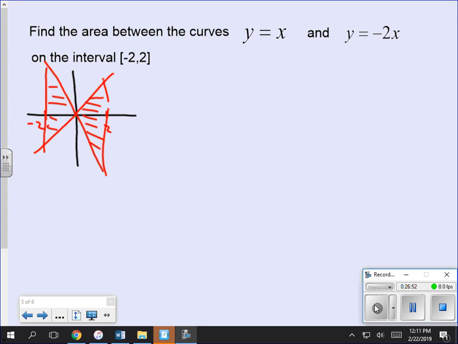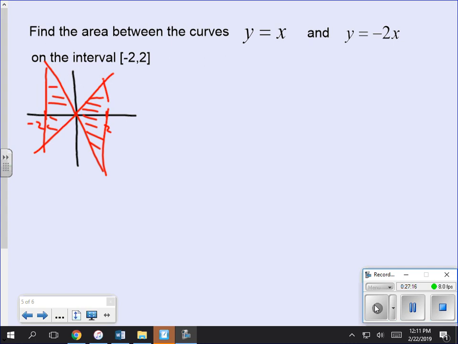Depends. Which side of 0 am I on? Because on the positive side of 0, it's y equals x. On the negative side of 0, it's negative 2x. It depends. So my upper curves change, which means that I need to do what? I need to split it up into 2 problems. I can't do one integral.